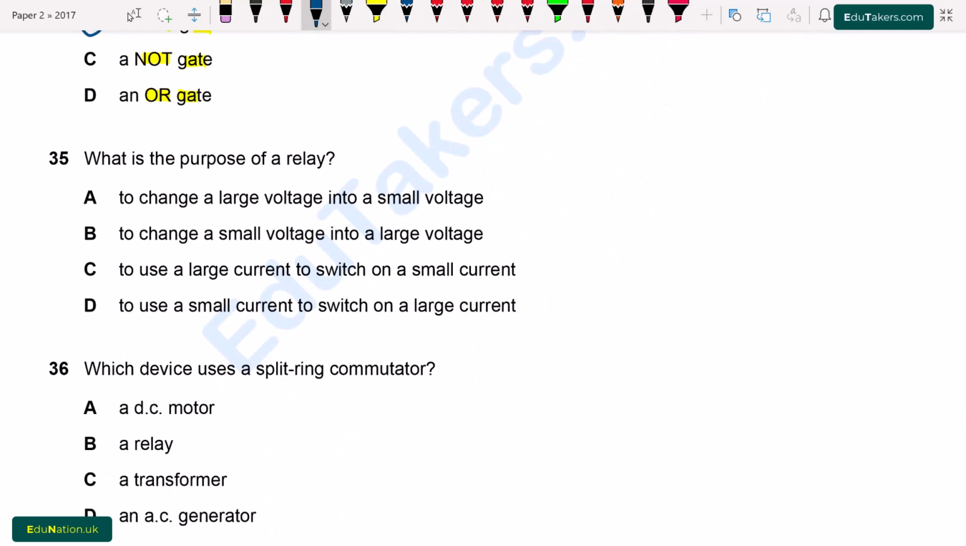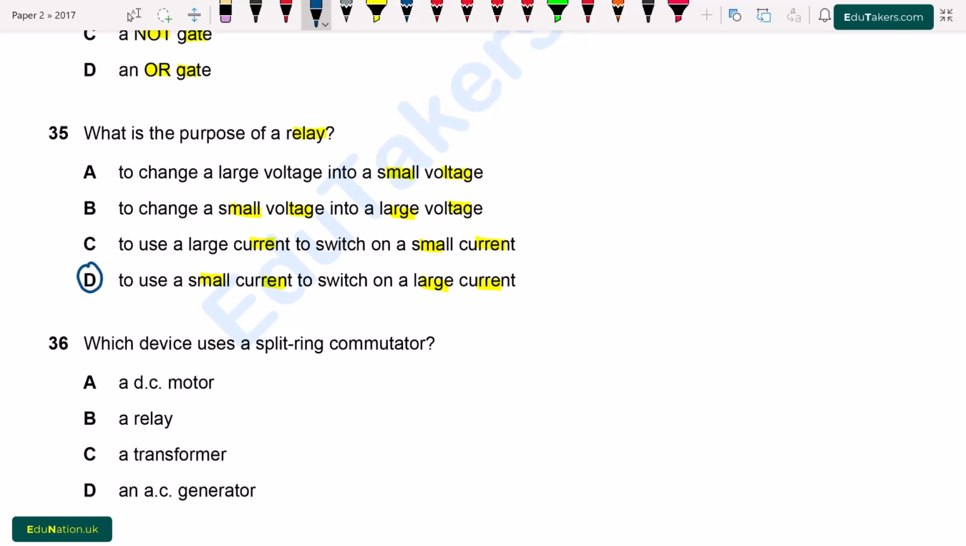Question number 35. What is the purpose of a relay? Option A, to change a large voltage into a small voltage. B, to change a small voltage into a large voltage. C, to use a large current to switch on a small current. D, to use a small current to switch on a large current. From here, option D is correct. The function of the relay is to use a small current to switch on a large current.